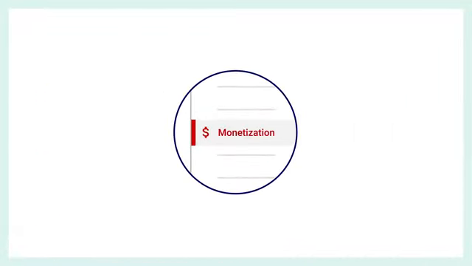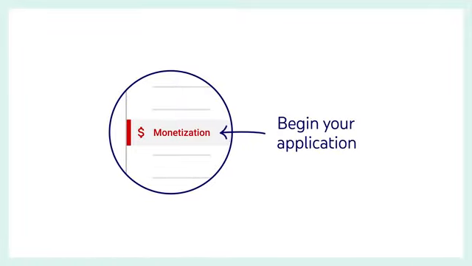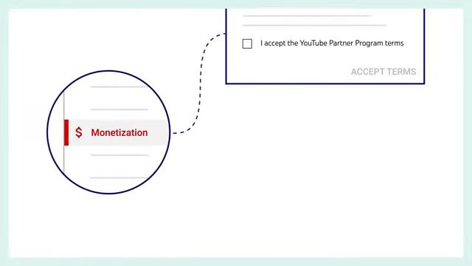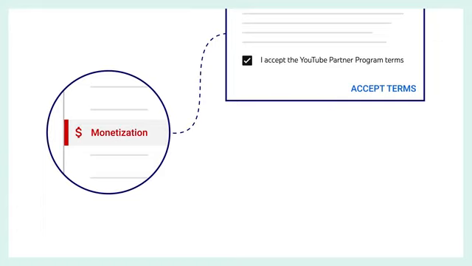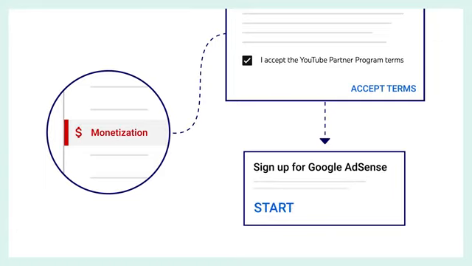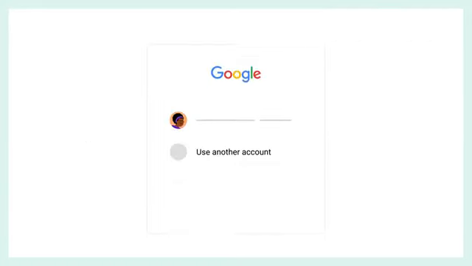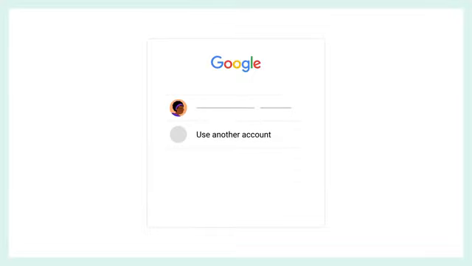First, sign into YouTube Studio on desktop. Go to Monetization in the left menu where you'll begin your application. From there, review and accept the YouTube Partner Program terms. Then, click Start on the Sign Up for Google AdSense card. Then choose which Google account you would like to use for AdSense.